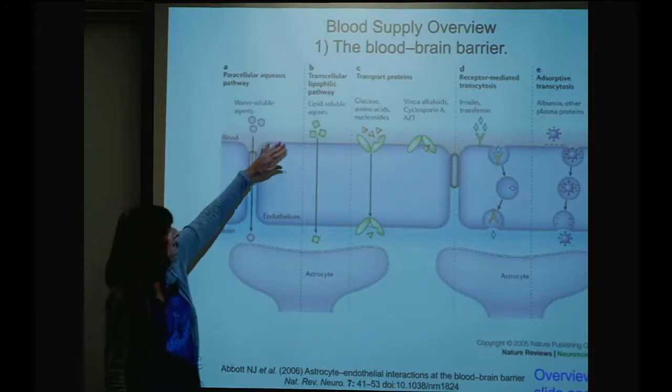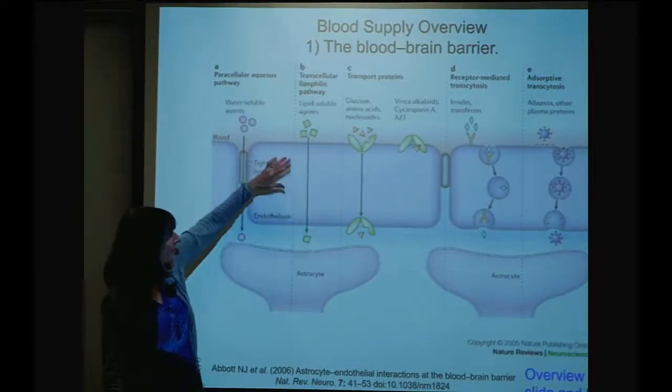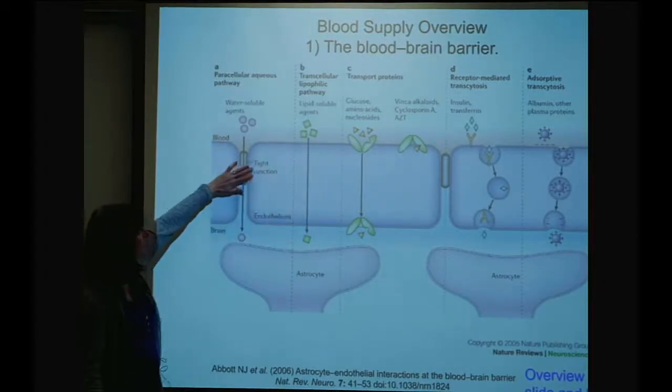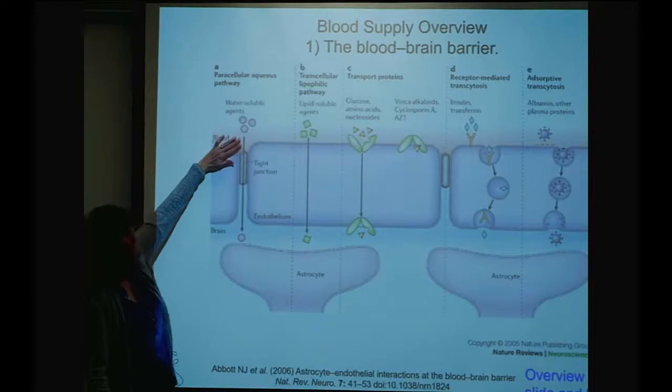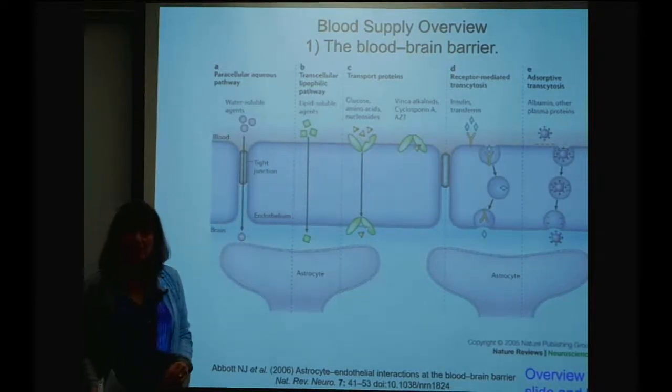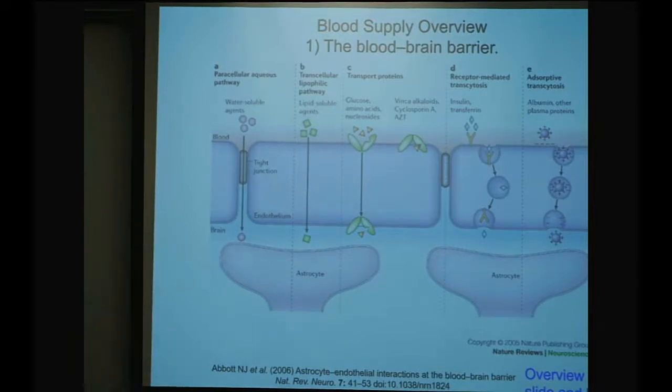Some lipid-soluble agents can go through there. We'll get into that more later. But the point is that these cells, as well as the tight junctions, form a barrier, so we just can't get simple diffusion of things from the blood into the brain. So that's the blood-brain barrier.